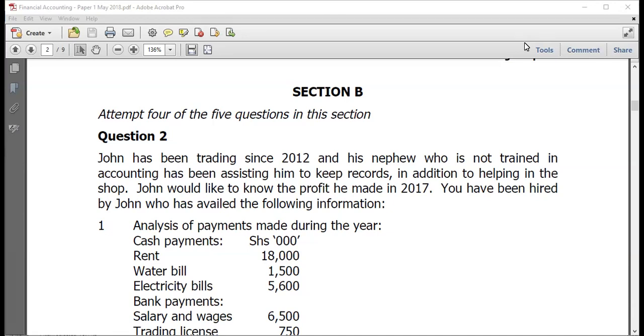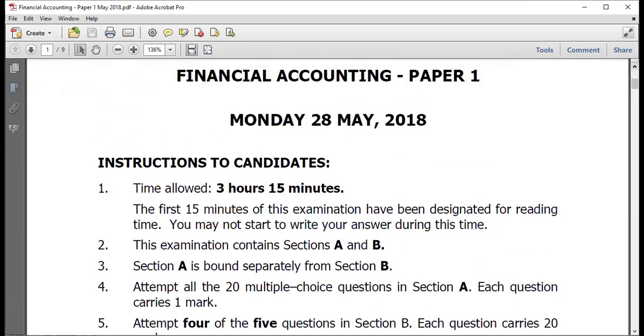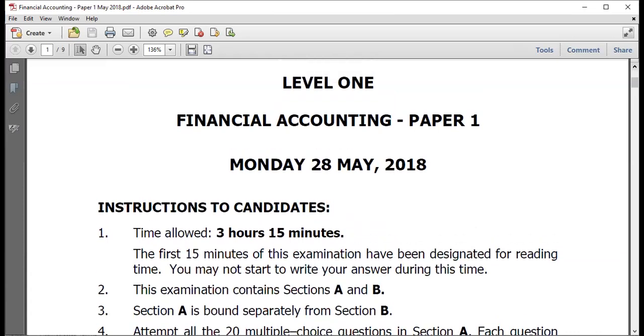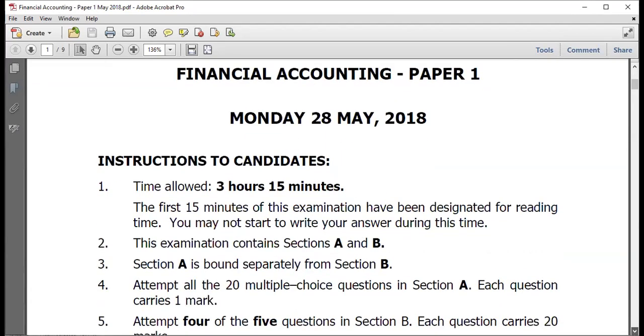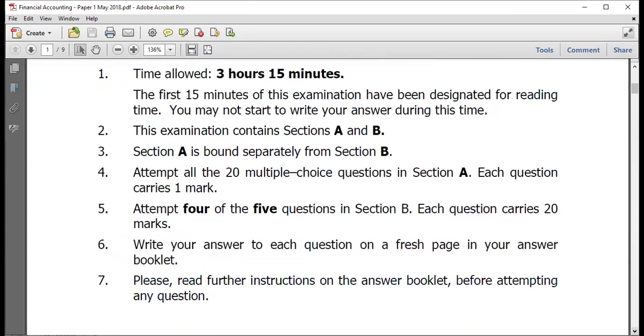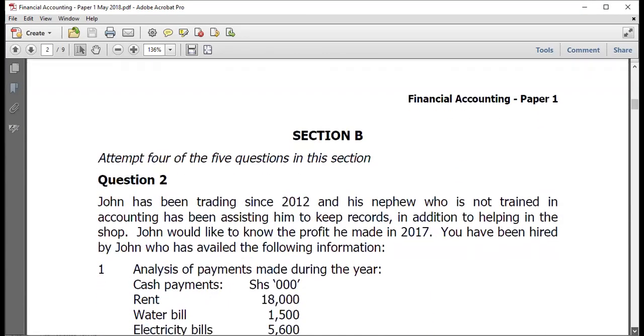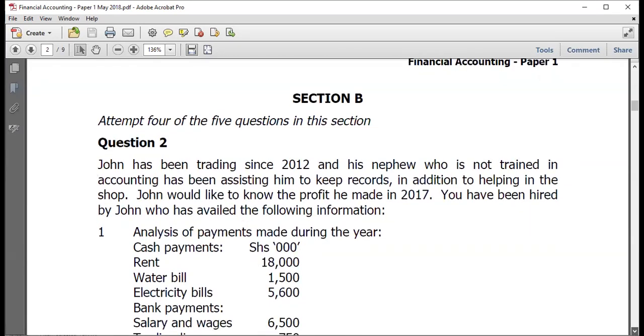Now, like I say, this is May 2018 and it's section B, question one, okay? As you can see, right from my screen here. This is question one of May 2018, okay? So the first part of the question is section A, which are objectives, which are not part of this question paper. So we want to just move on to question two.